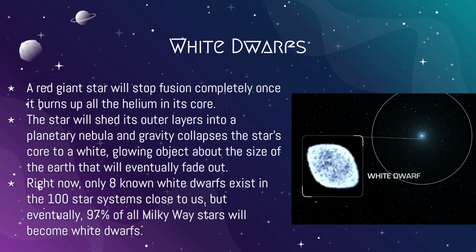Right now, only 8 known white dwarfs exist in the 100 star systems close to us, but eventually 97% of all Milky Way stars will become white dwarfs, which means that a majority of the stars within our Milky Way galaxy are medium-sized or smaller sized.